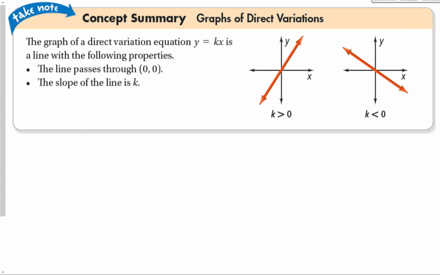So, to recap here, the graph of direct variation is a line with the following properties. It always passes through the origin, 0, 0, no matter which one we're looking at, and the slope of the line is k. If k is positive, that line is going up. As x goes up, y goes up. And if k is negative, that line is going down. As x goes up, y goes down. Okay?